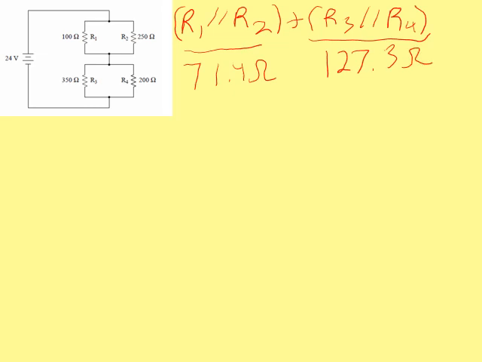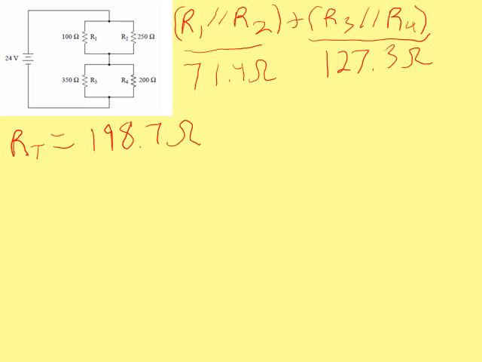So next, we'll create a little chart. We're going to find our I total. Actually, let's find our R total first. Add them up. Let's put that on top. R total equals those two numbers added together, 198.7 ohms. Make sure you're always including your units in your numbers.